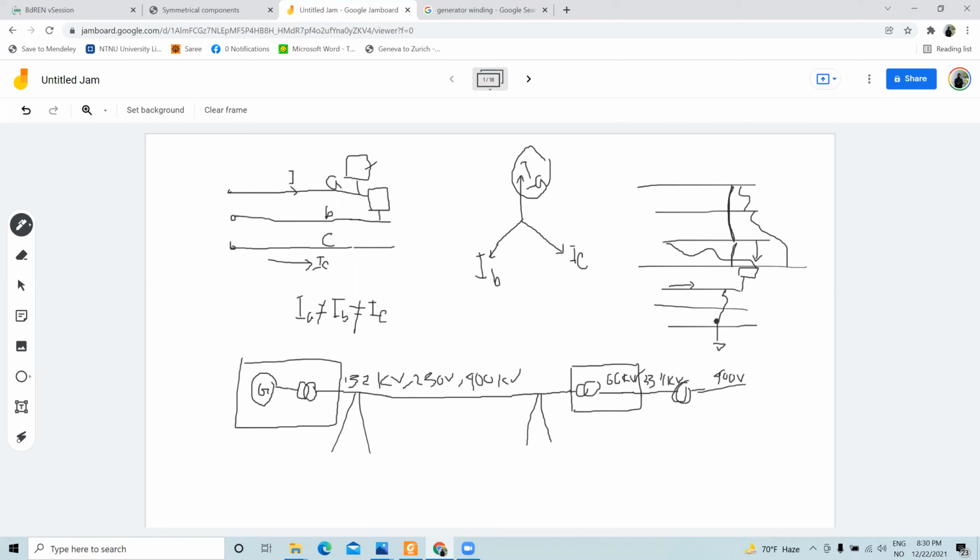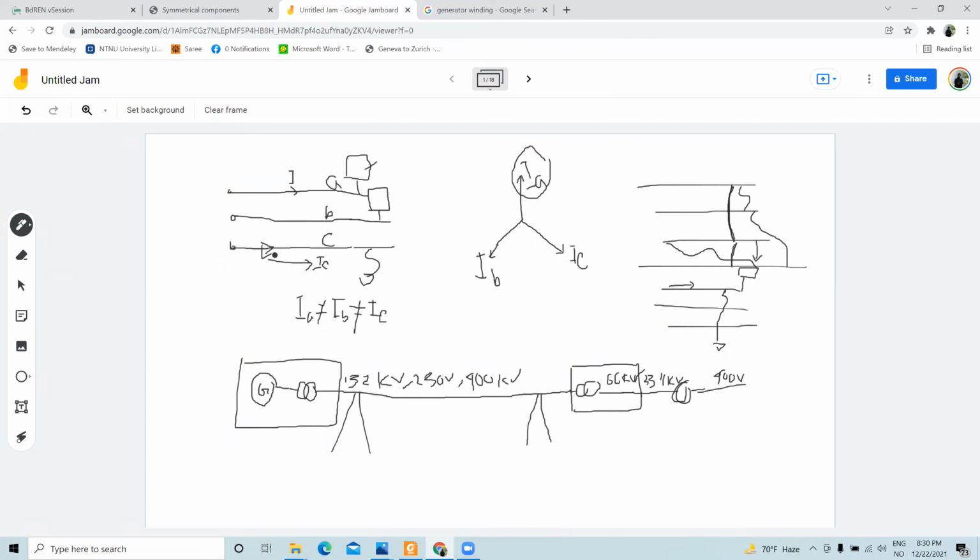Okay. So we have all these different kinds of faults, and all these faults will have a very high amount of current flowing through the line. For instance, if phase C is shorted, then there will be a very high amount of current flowing through phase C. If all three phases A, B, C are shorted, an extremely high amount of current will flow through all three phases.